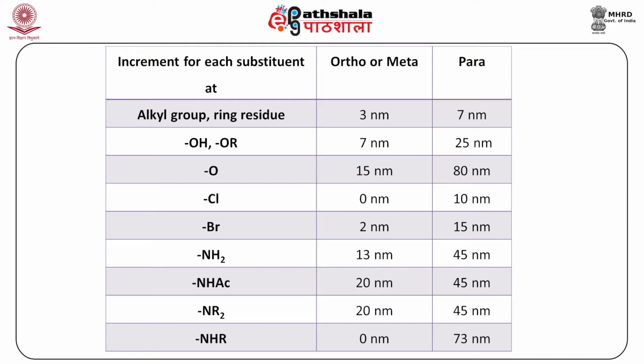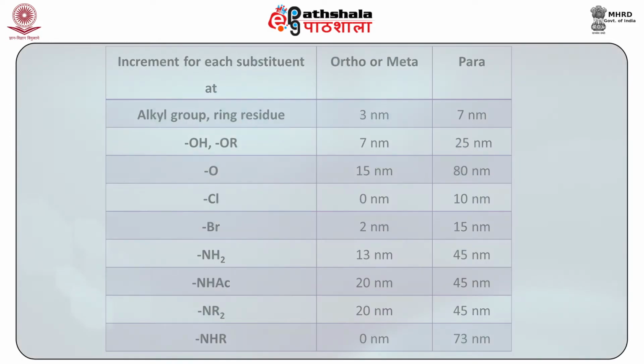For dialkyl amino group, at ortho or meta position, an increment of 20 nanometer is observed, and at para position an increment of 45 nanometer is observed. For monosubstituted amine group, at ortho or meta position no increment is observed. At para position an increment of 73 nanometer is observed. Now let us try to understand this table with the help of this example.